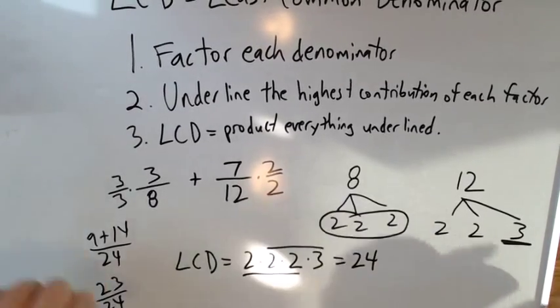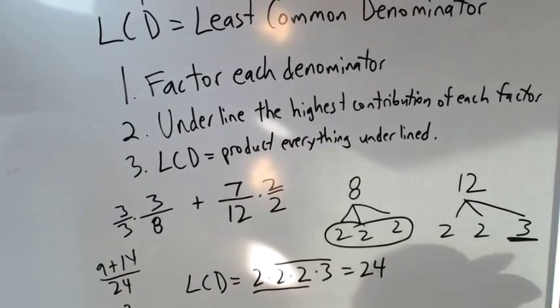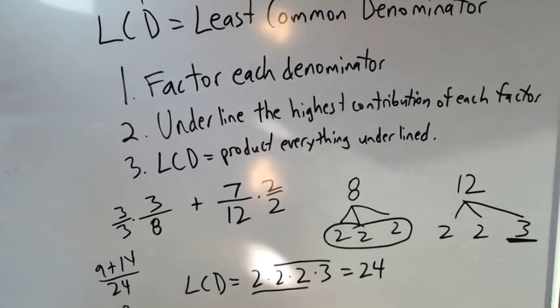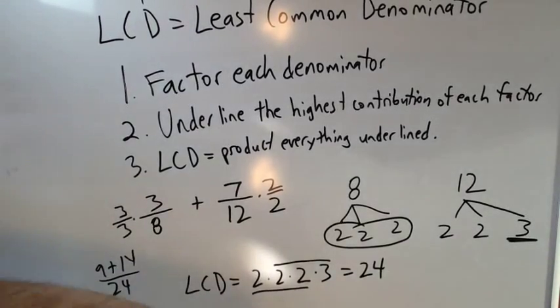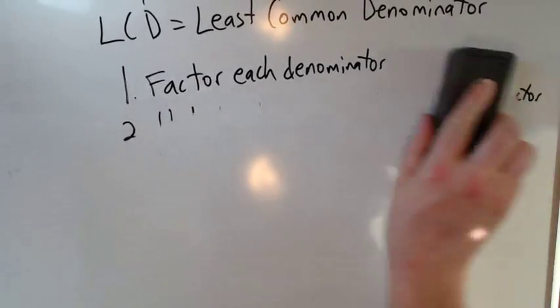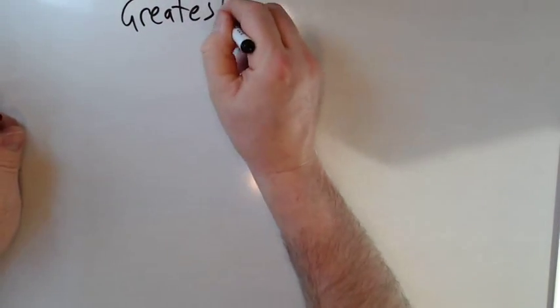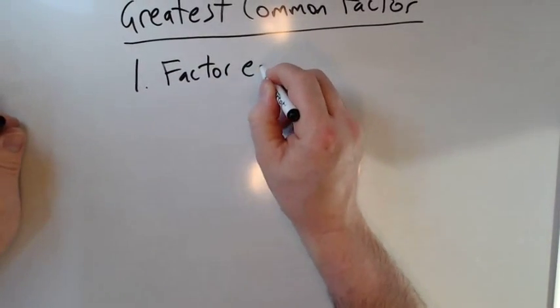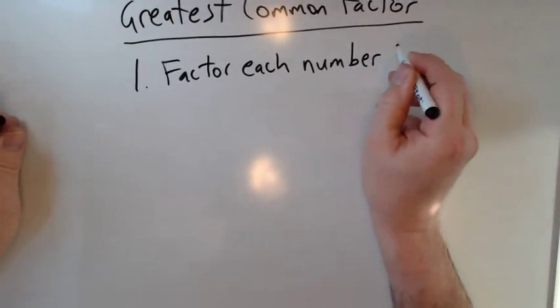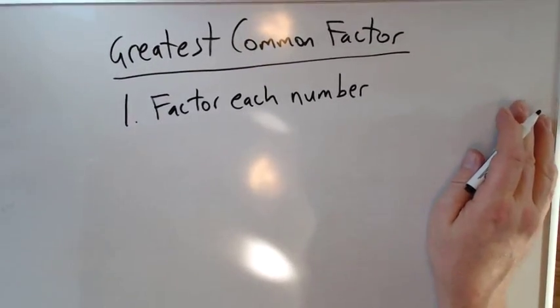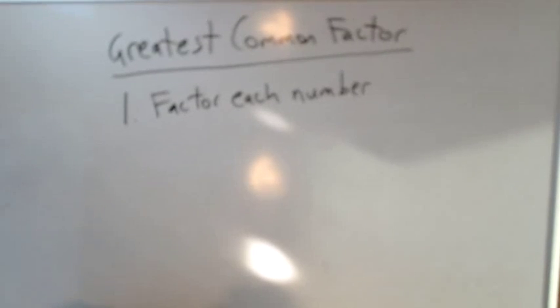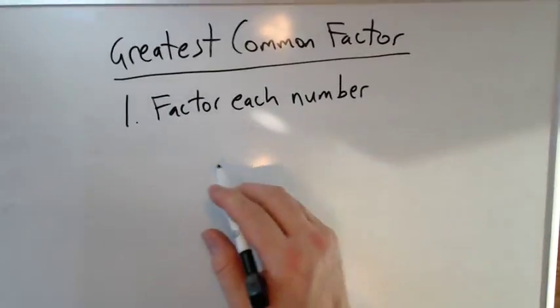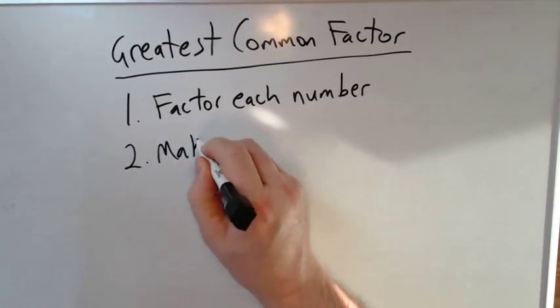This LCD plays a role in a lot of different things, but adding and subtracting fractions is one of its prime deals. All right, the next thing is the greatest common factor. In order to do that, it's also a multi-step process. Step 1 is factor each number. It could be a numerator and a denominator, but it could also be just two numbers that aren't involved with fractions at all. Sometimes you need to do that. Step 2, I'll make this a little bit more detailed.